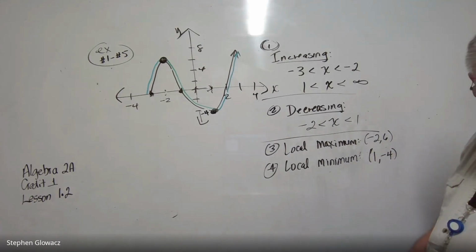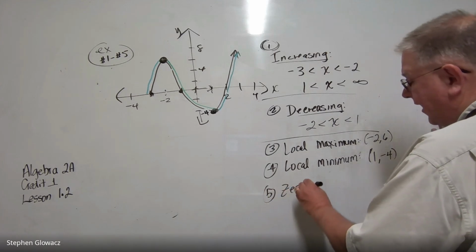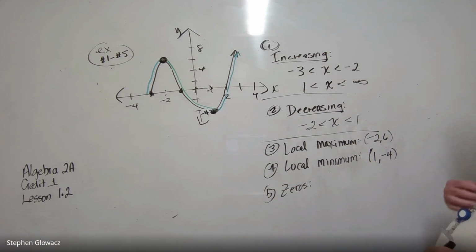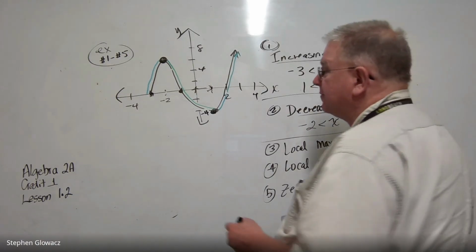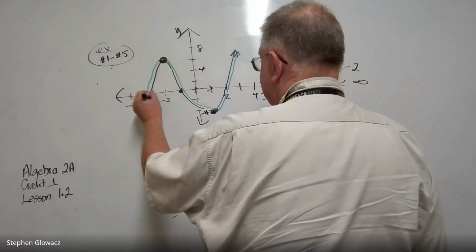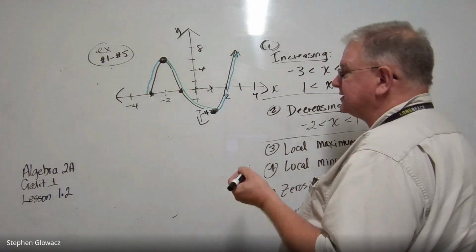All right, and finally, the last thing they're going to ask you are the zeros. The zeros are the values of x that make the function equal to 0. From a graph, we can identify those from the x-axis where the graph touches or crosses the x-axis.